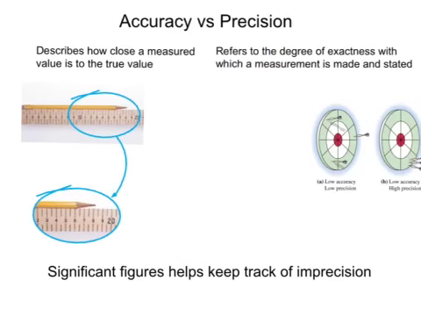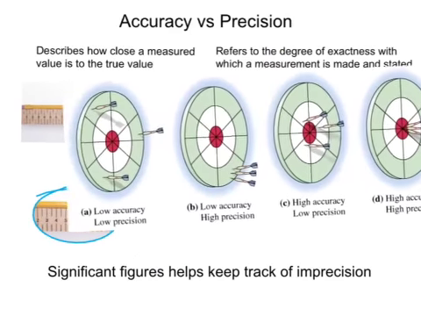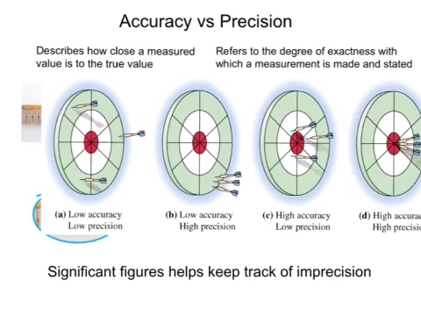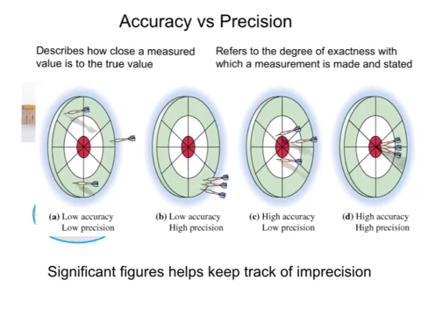Precision refers to the degree of exactness with which the measurement is made. A measurement that is both accurate and precise is right on the mark. When we have low accuracy and low precision, we're all over the board. Here we have low accuracy but high precision: we were aiming for the target, we didn't get there, but we missed in the same way every time. Here we've got high accuracy, we're almost there on our target, but low precision. And finally, here we've got high accuracy and high precision.